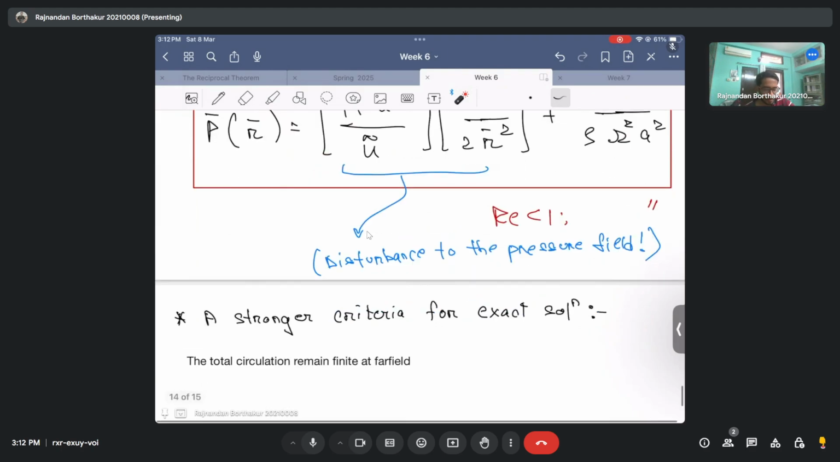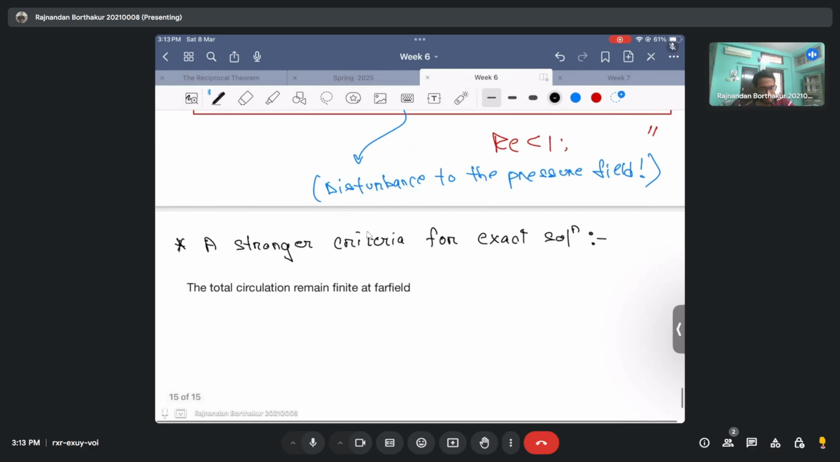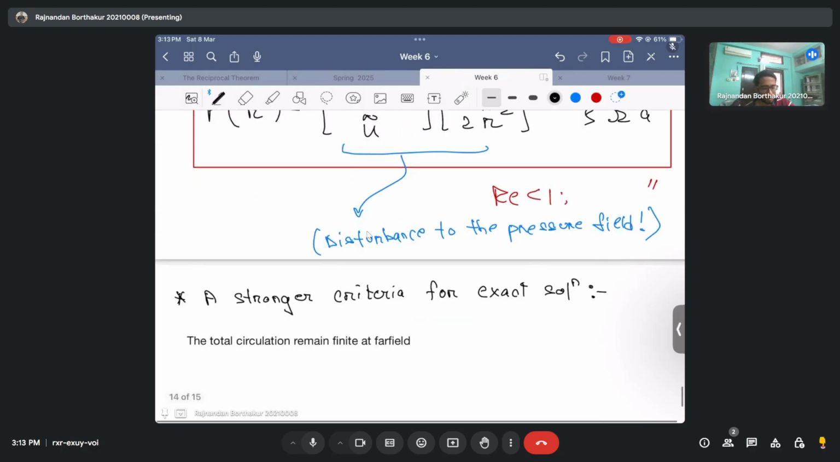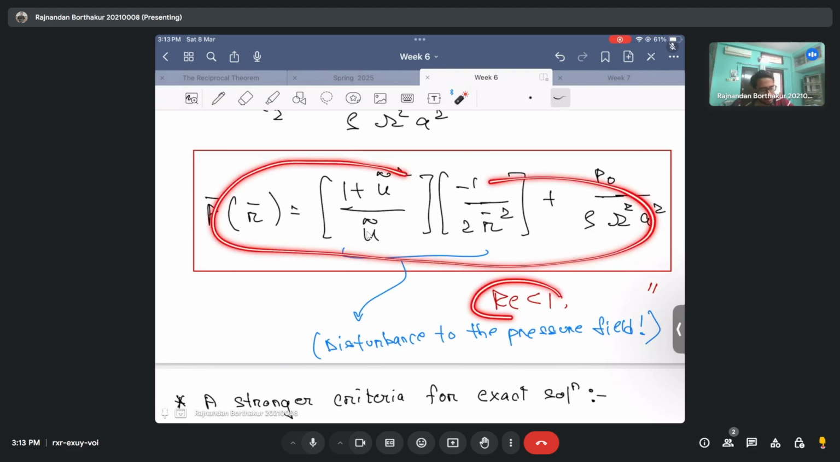Now this is from where we will start, and we will end this discussion, and we will see what are the subsequent discussions that we will have. But for now, we will begin from the point where we left off last class. We evaluated the pressure field, but we are in the regime where Reynolds number is less than 1.